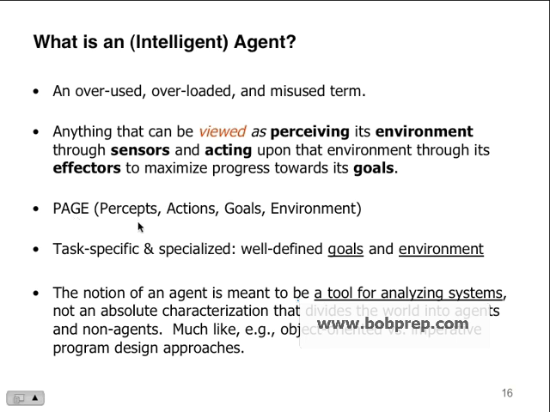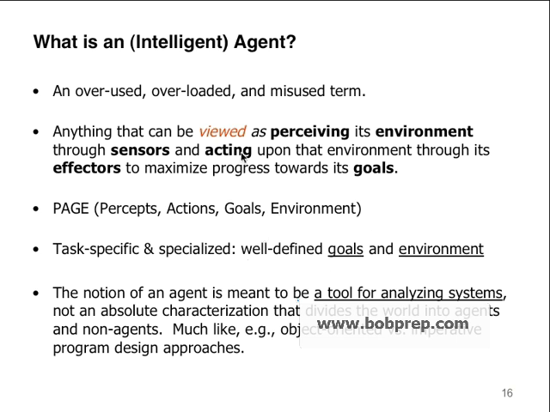And in PAGE, the P stands for percepts, which are the inputs, the actions are the outputs. The goal is why we're doing this. It's because we want to solve this problem. It's usually the problem. And the environment is, what are the factors we have to consider? And there's a way of mapping out the environment, there's a way of mapping out the goals, the actions, and the percepts, actually. And this formulates the solution that you're going to come up with.